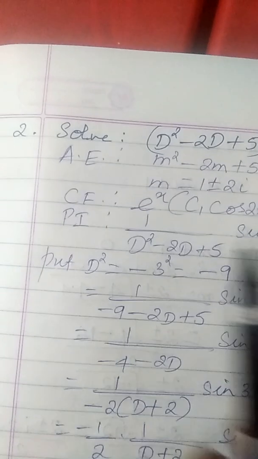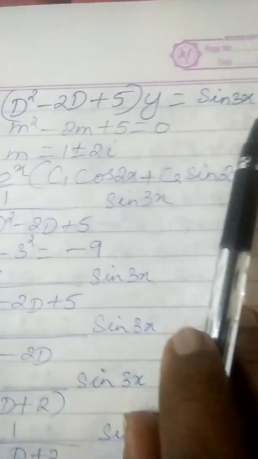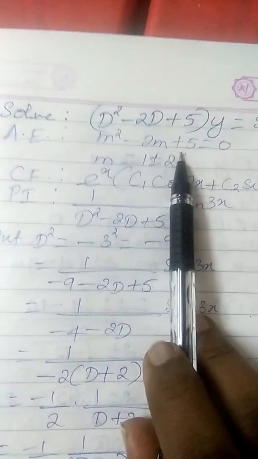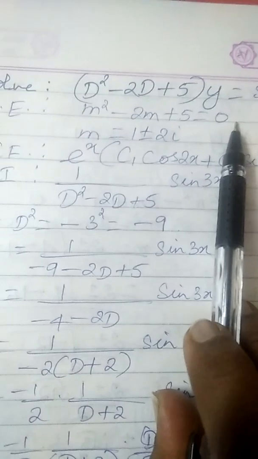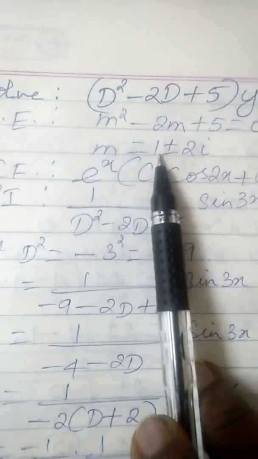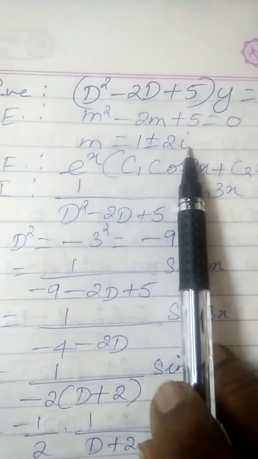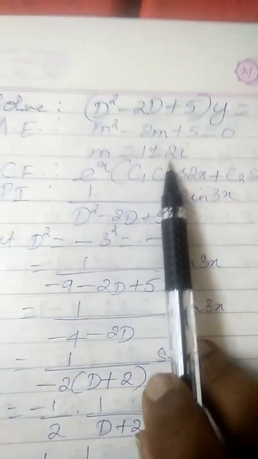Solve (D square minus 2D plus 5) y equal to sin 3x. So we have to write the auxiliary equation, m square minus 2m plus 5 equal to 0. And it's a non-factorizable equation. So by using the formula, the roots will be 1 plus or minus 2i. It is an imaginary and distinct root.